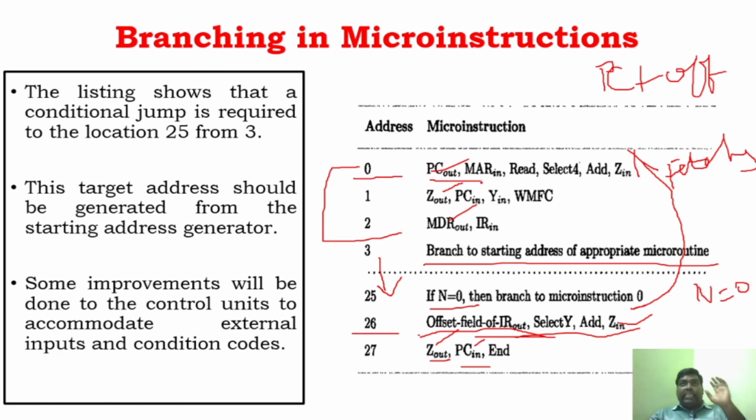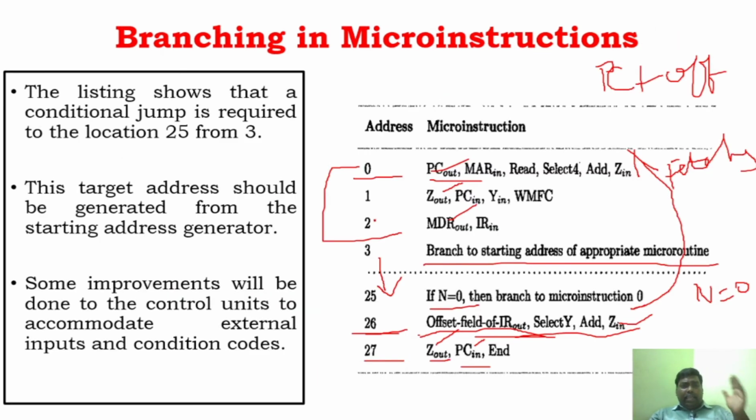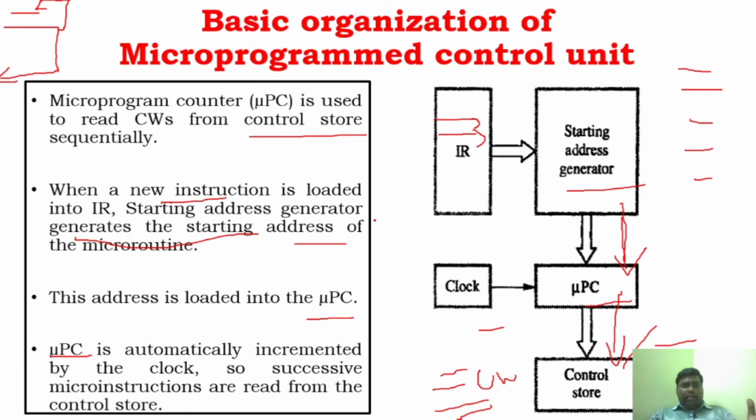If that condition is N is not equal to 0, what will happen? It will go to the next one, and then the next one. Like that, it goes on. But all the operation is the same as the basic counter. Based upon the control words, it will generate the control signal. The control words will be fetched one by one based upon the clock signals. Clear? So this is what I have explained in this particular video.